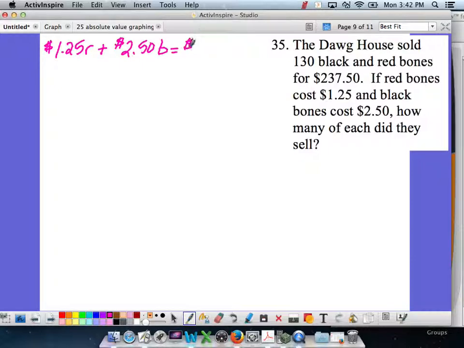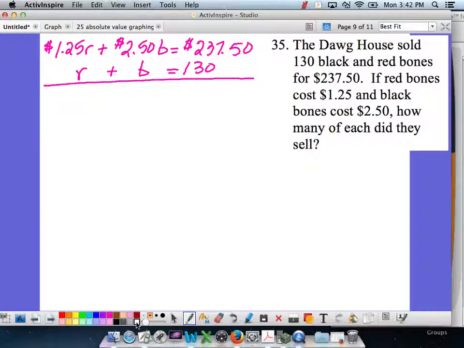But that total income for the bones was $237.50. So this is what I gleaned from the money. Then I have a total of 130 that were sold. So if I take the red plus the black that were sold, I sold 130 total. Now, you can do this without decimals. You can multiply all of this by 100, and this becomes 125, 250, but you have to remember to multiply this one also, and that's 23,750. Although the numbers are larger, it's nice not to have all the decimals.